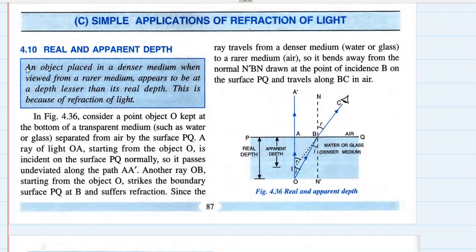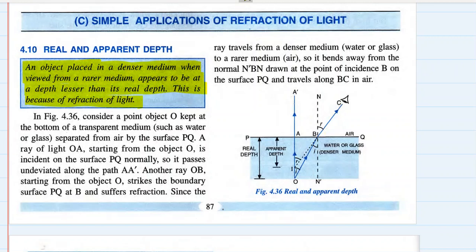Now, an object which is placed in a denser medium, when viewed from a rarer medium, appears to be at a depth which is lesser than its real depth. This is because of refraction of light.